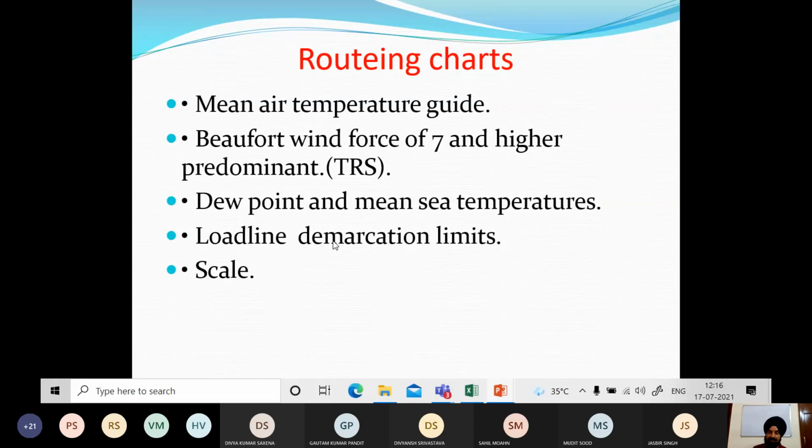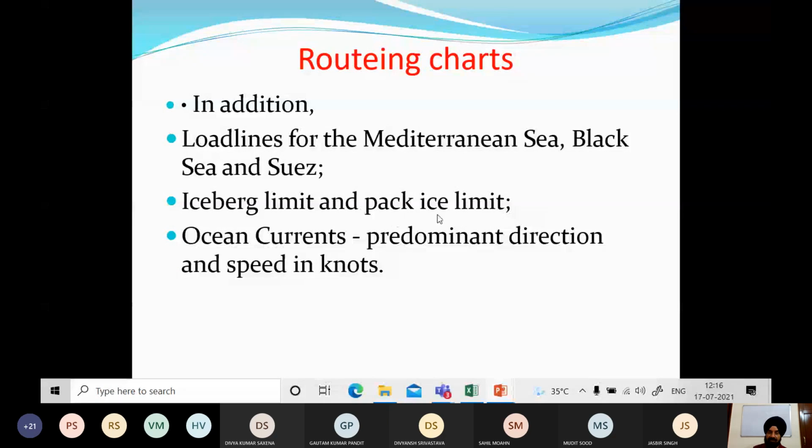What is the scale of the chart? In addition, load lines for Red Sea, Black Sea, Suez, iceberg limit, and pack ice limit. Ocean currents, predominant direction and speed in knots. तो ये सारा आपका रूटिंग चार्ट्स पे आपको बहुत अच्छी तरह से very well explain in very simple language for anybody to understand. अब आप इसको कैसे use करते हो in your benefit, that depends on your knowledge. तो आपने सब चीज़ों को पढ़ लिया है कि हाँ यार करंट्स क्या हैं, विंड रोज क्या है, how to predict the wind, how to see, how to understand. So this will definitely help you.